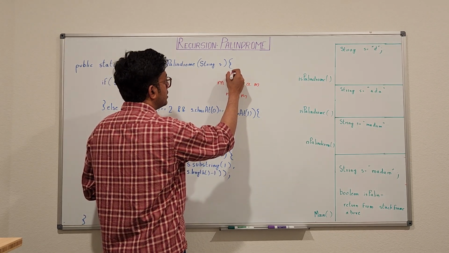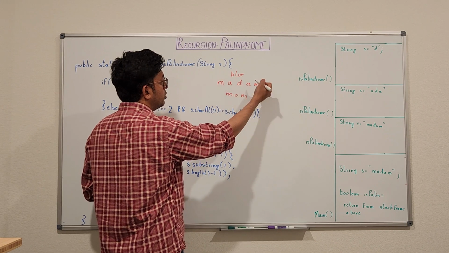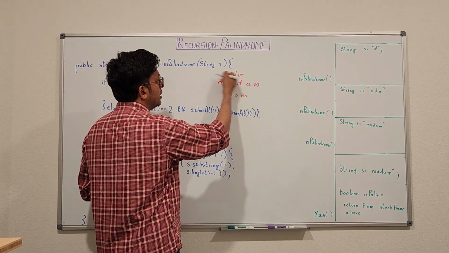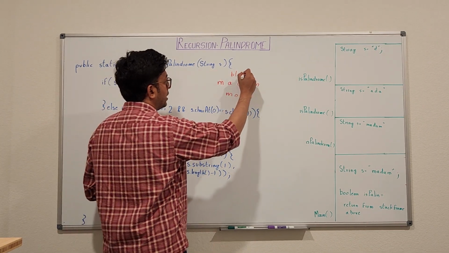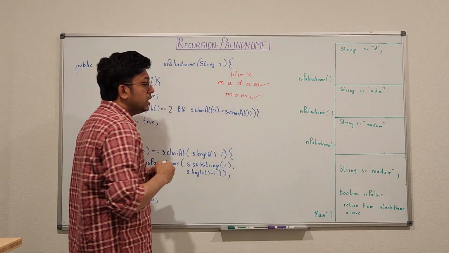Now this is something that is not a palindrome. Like if you read it this way, it's blue. If you read it this way, it's something else. So this is not a palindrome. This is a palindrome.